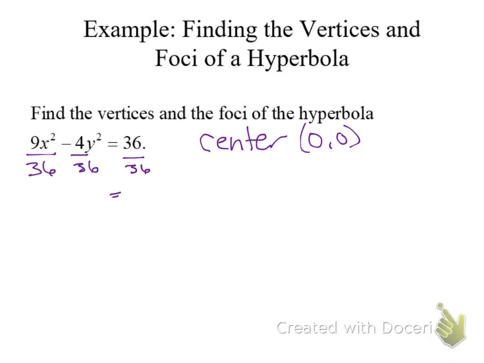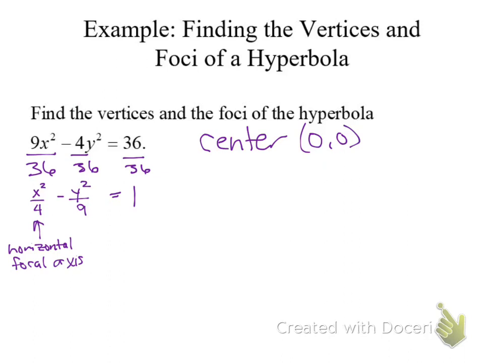And that's going to be because I need a 1 at the end like I did with my ellipses. So with that, I would have x squared over 4 minus y squared over 9. Because x squared is positive, I will have a horizontal focal axis. Okay, and so that means my foci and my vertices are all going to be this time on the x-axis because my center was 0, 0.